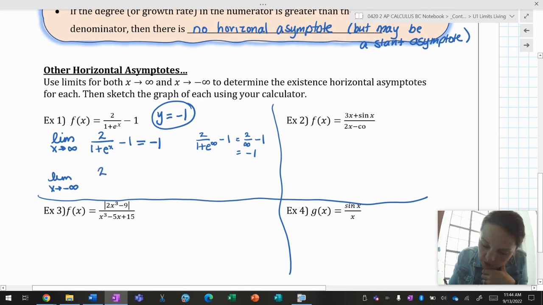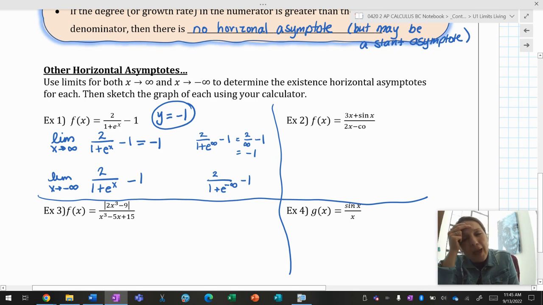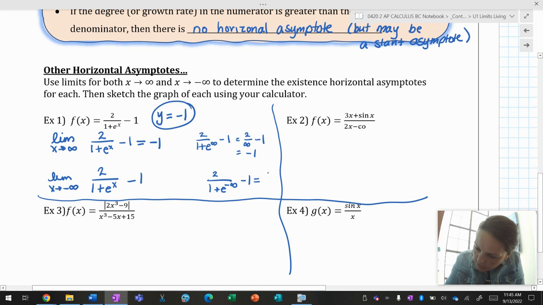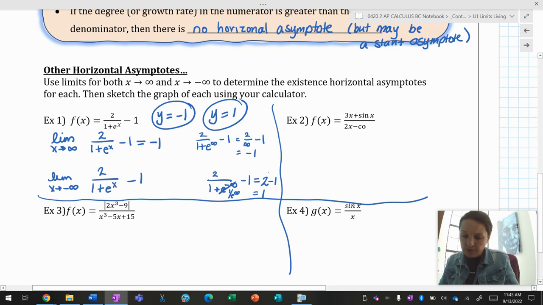Now let's see what happens as x approaches negative infinity. Oh, I didn't mean to write that. I meant to write the x there, and that negative infinity over here. Sorry. Well, e to the negative infinity means 1 over e to the infinity, and 1 over e to the infinity is going to be like 0. So 2 over 1 plus 0 is 2. 2 minus 1 is 1. y equals 1 is another horizontal asymptote.